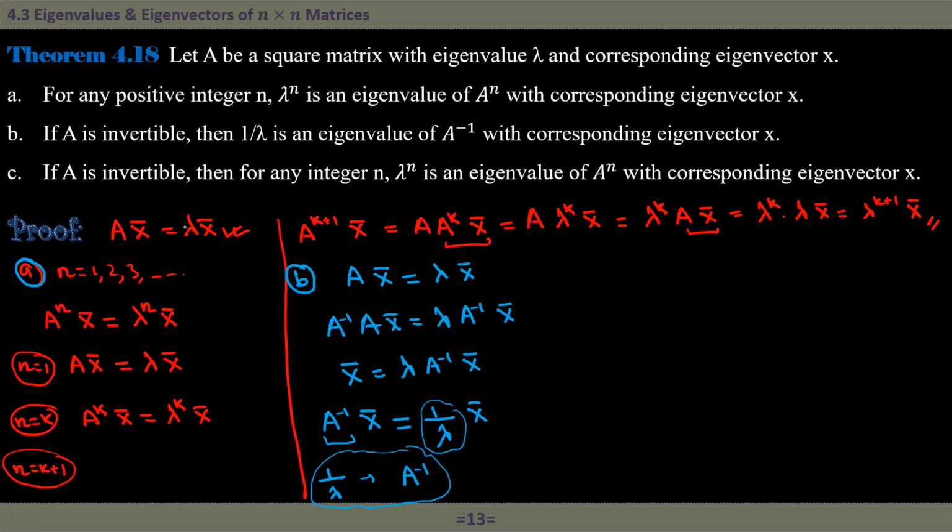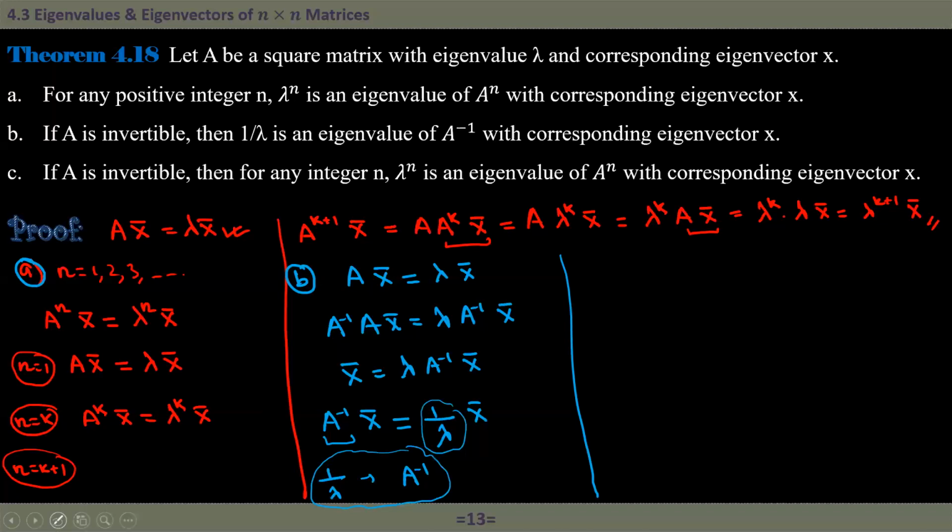And the third part says that if A is invertible, then for any integer n, lambda to the power of n is an eigenvalue of A to the power of n with corresponding eigenvector x. Okay. So again, the first part, when n is positive, we have already proved. So now we have to show that it works when n is 0 or negative. Okay, part C. So first I have to show that the eigenvector of A to the power n. This is the third part.